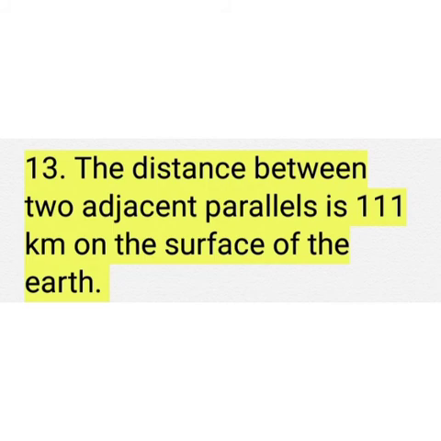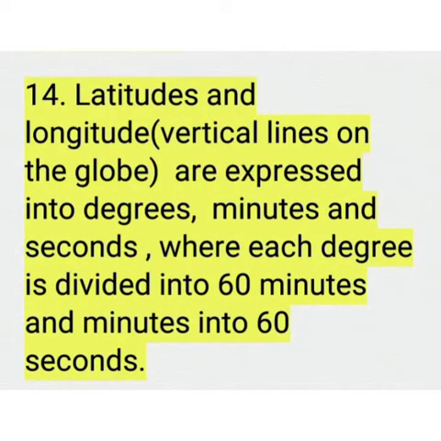Point 13. The distance between two adjacent parallels is 111 km on the surface of the earth. And the last point, latitudes and longitudes are expressed in degrees, minutes and seconds, where each degree is divided into 60 minutes and each minute into 60 seconds. How this calculation happens, we can probably see next time. And for minutes, seconds and degrees, there are special symbols.